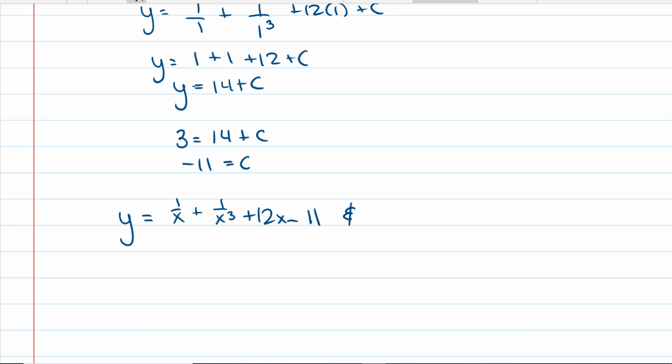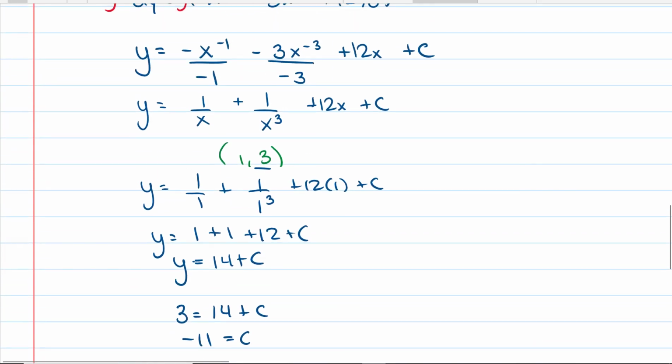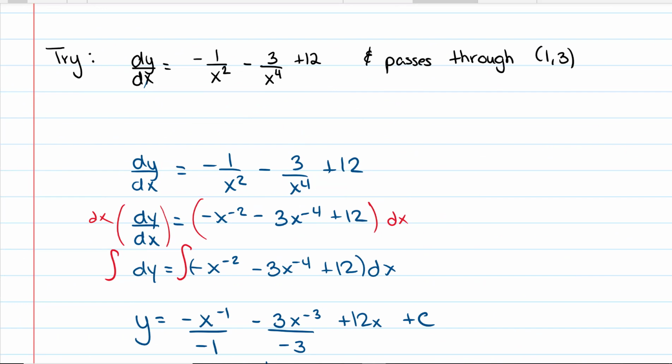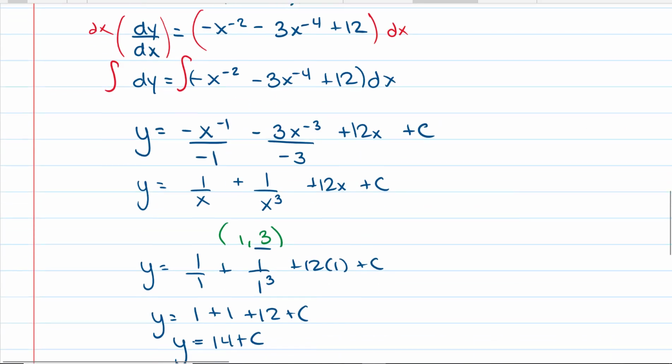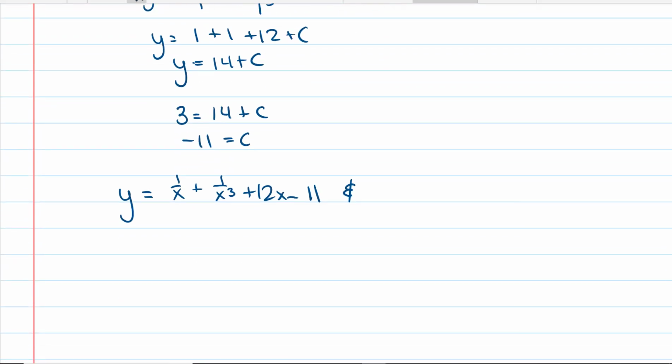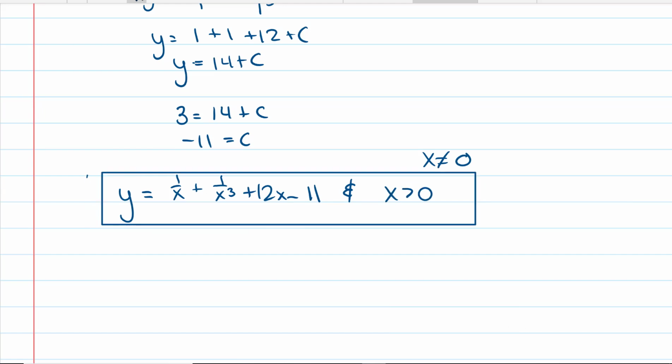And the domain, we have to think for a minute. Go back to our original function, and we see that x equals 0 does not work. So then we say x cannot be 0. So the question is, does our point (1, 3) lie when x is less than 0 or when x is greater than 0? And (1, 3) is when x is greater than 0. And so that is our answer.